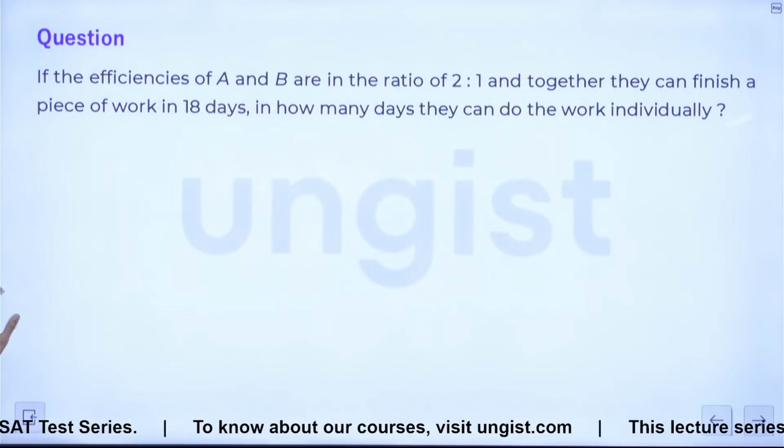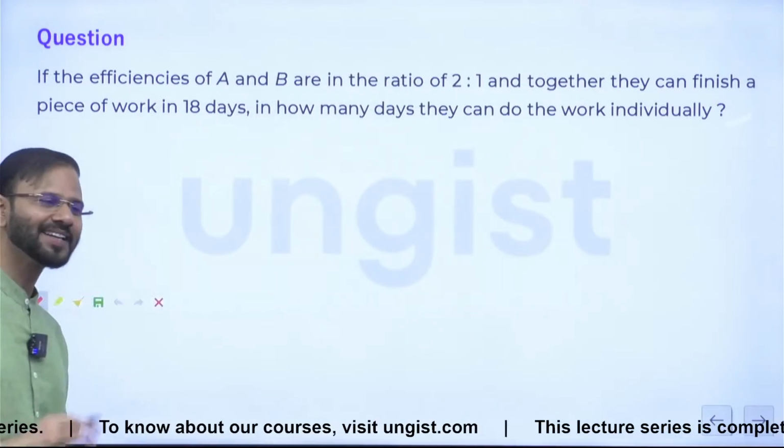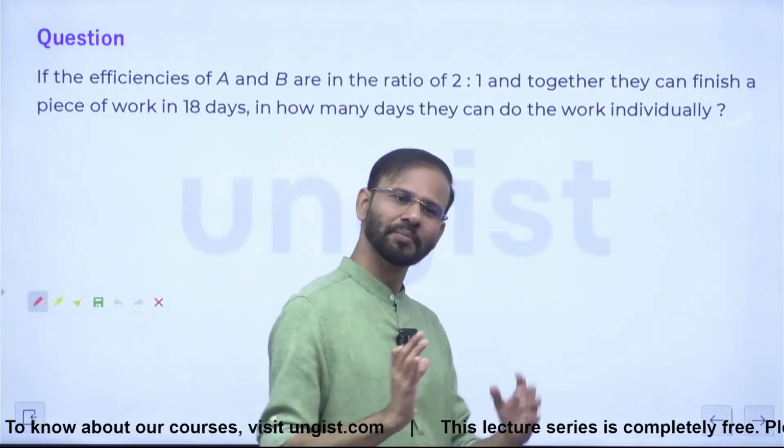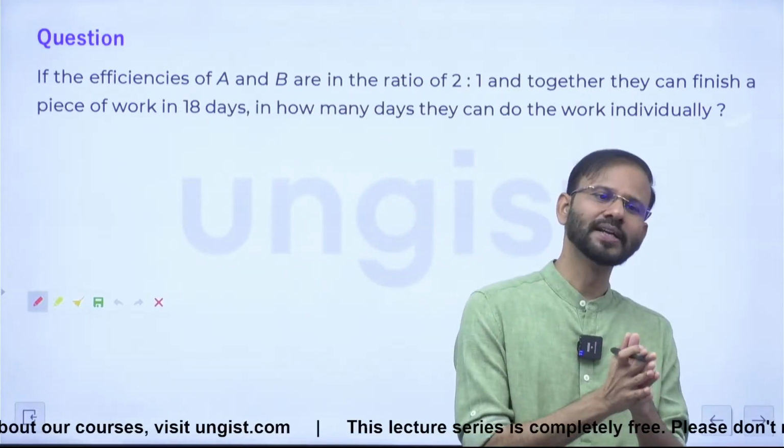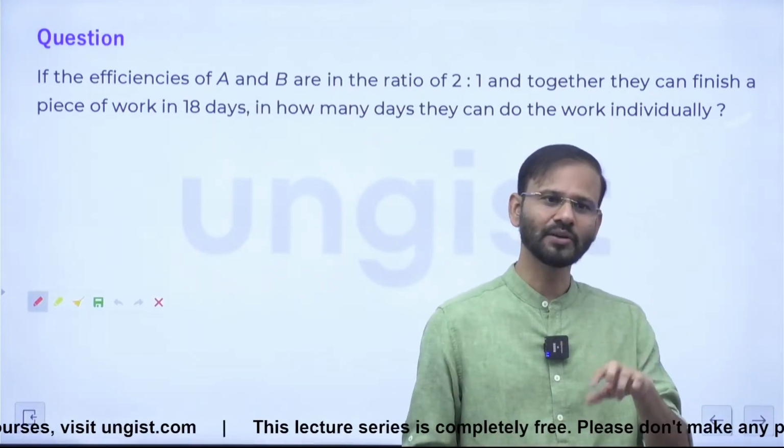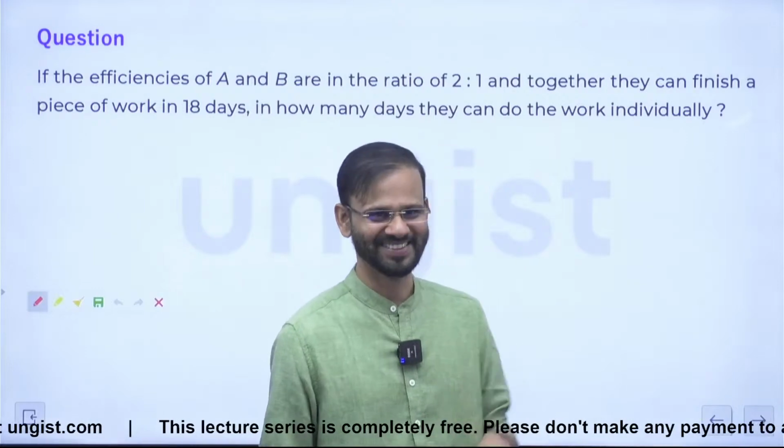See, all of you. Ayan is saying 6 and 12. Ayan, dekho. When both of them working together are doing the task in 18 days, so how can one alone do it in 6 days? Not possible. Right?